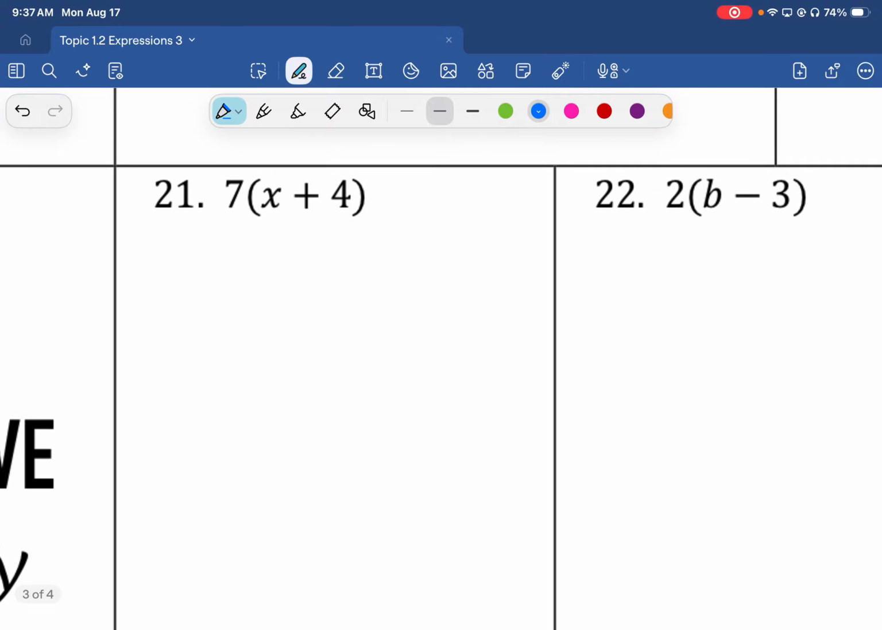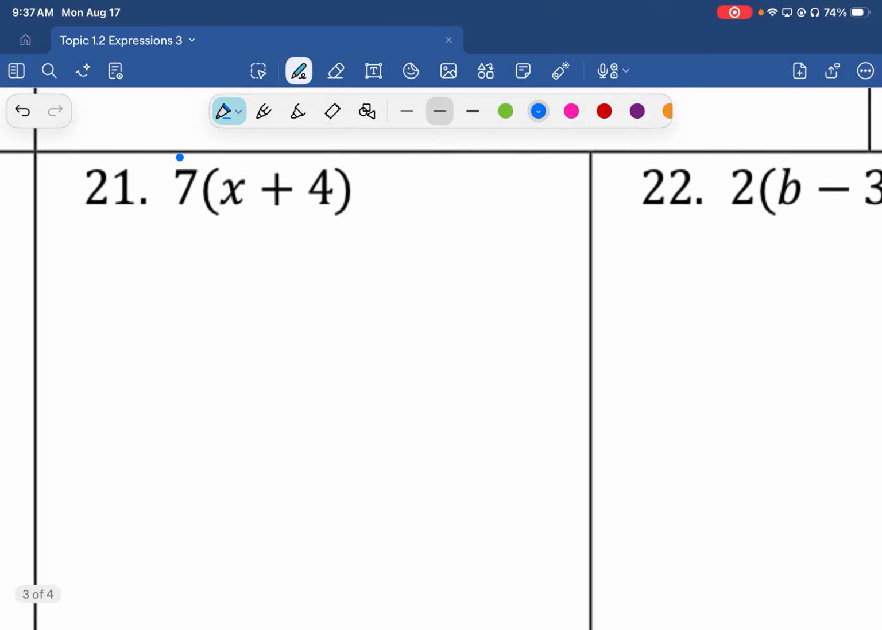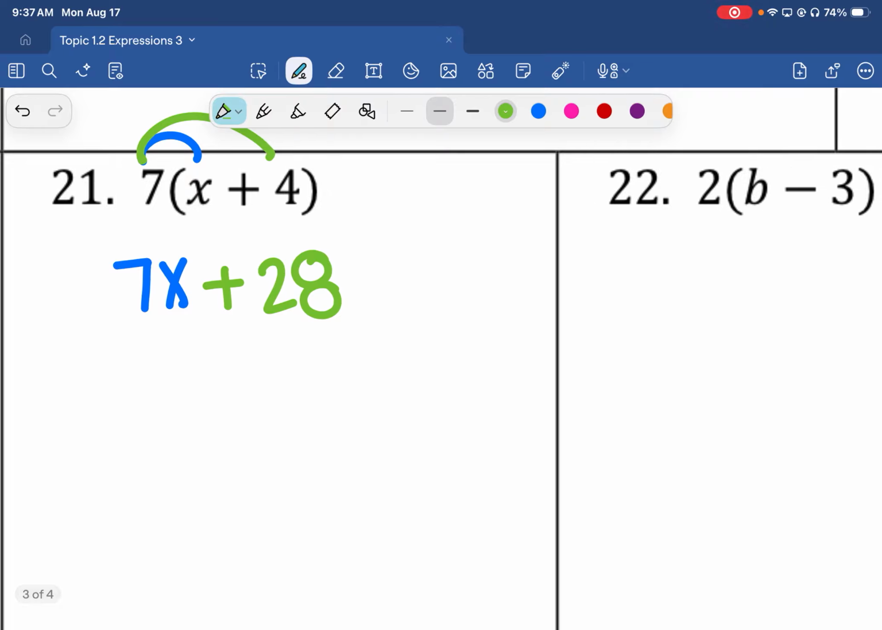All right, for 21. Okay, what are we having to distribute in 21? 7. Okay, so we're going to do 7 times... What is 7 times x? 7x. Okay, then we're going to do 7 times, which is 28. So that is the distributed form of 21. Okay, now we're going to jump to question 23.